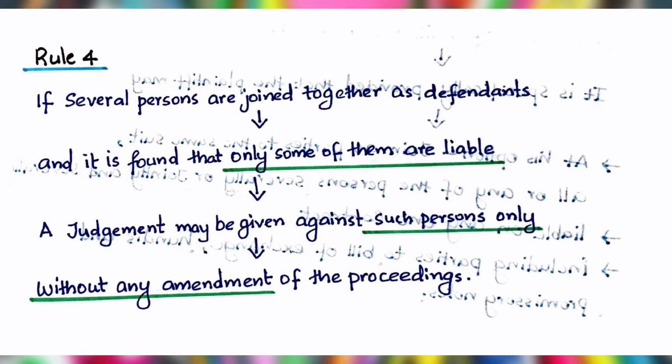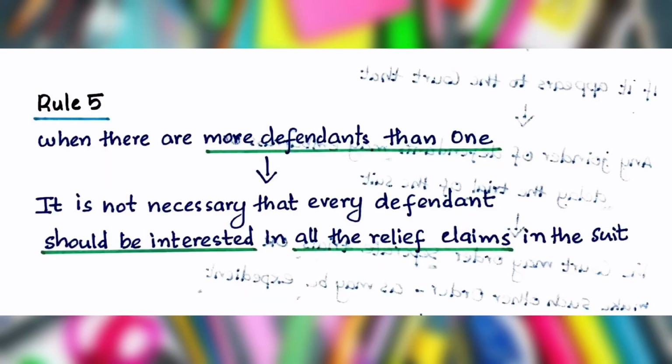Rule 4 provides if several persons are joined together as defendants and it is found that only some of them are liable, a judgment may be given against such persons only without any amendments of the proceedings. Rule 5 says when there are more defendants than one, it is not necessary that every defendant should be interested in all the reliefs claimed in the suit.